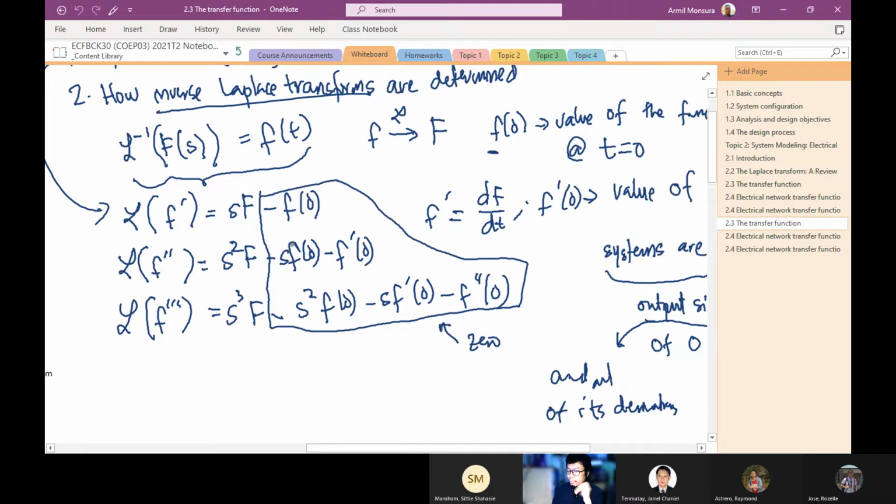Pero in our particular case, we will have our system to be at rest, and therefore all of its initial conditions would be set to 0. And what is left of are this. So yung Laplace transform ngayon ng first derivative of the function is simply s times f. Okay? Yung Laplace transform ng f double prime is s squared times f. Okay, so tapos yung Laplace transform ng f triple prime equals s cubed times f. So yan yung gagamitin natin ngayon, okay? In order for us to determine what is a transfer function. Okay? Naintindihan ba to?